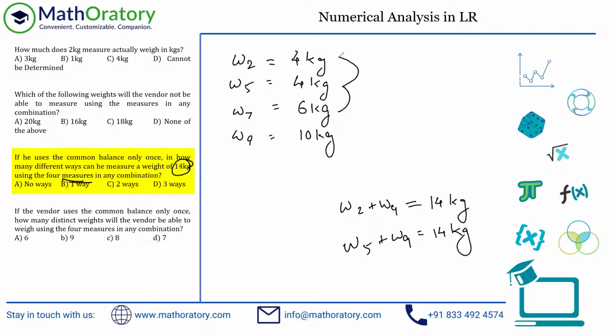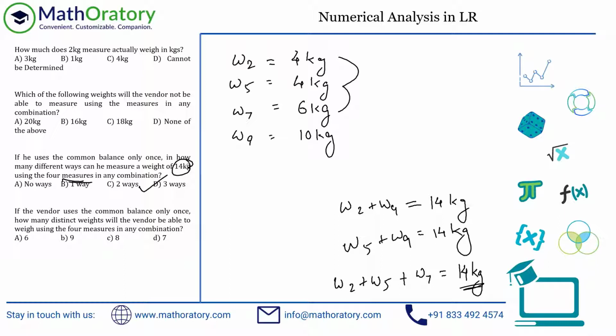You can use all three of these: W2, W5 and W7. So that will also give you 14 kilo. And that is all we have, right? There is no other combination out here. So in this case, it's better to just brute force figure it out, because you see in the options you have no ways, one way, two ways, three ways. So not a lot of these, right? Anyhow, you're getting three ways, so you're pretty confident at this point that it cannot be more than that.